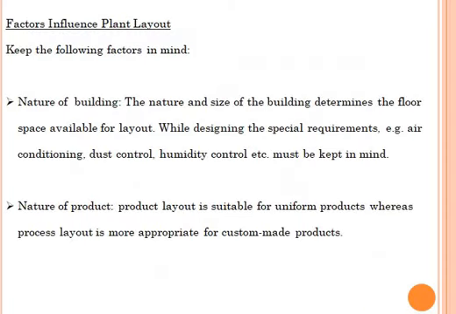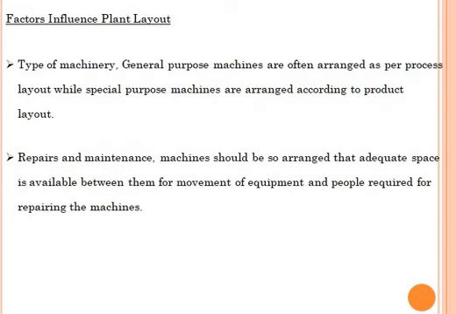You have to keep in mind the following factors: the nature of the building that you're designing the layout for, its size, the nature of the product. As we mentioned, if it's a uniform product, then the best layout would be a product layout. But if you are dealing with more custom-made products, then the best layout is the process layout. Moreover, you need to take into consideration the type of machinery. Is it a general purpose machine? So the best layout is a process layout. Or is it more special purpose machines? So it's better to keep it as a product layout.